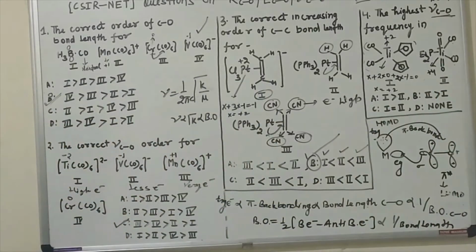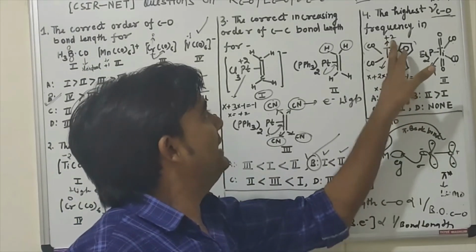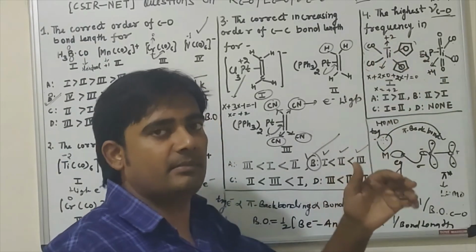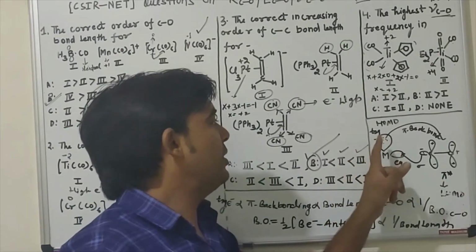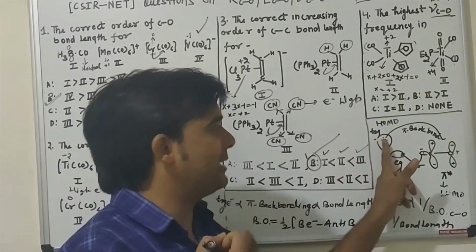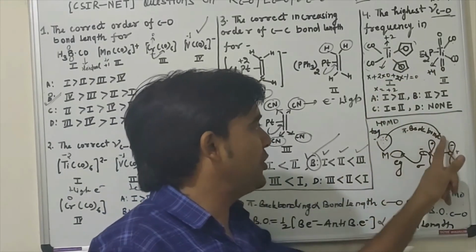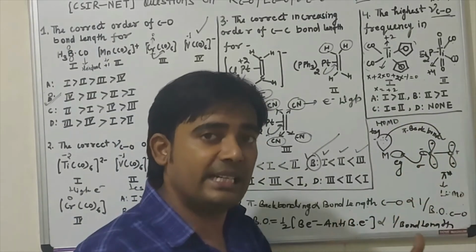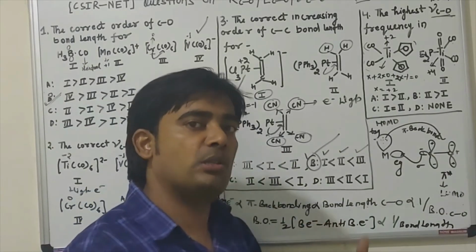So where is the high electron density? We can see titanium 2 positive and titanium 4 positive. As compared to 4 positive, 2 positive has higher electron density in t2g. So in this case, t2g has higher electron density as compared to this case, so pi back donation will be high. If pi back donation is high, then the bond order between carbon and oxygen will decrease. If the bond order between carbon and oxygen decreases, then the bond frequency also decreases.